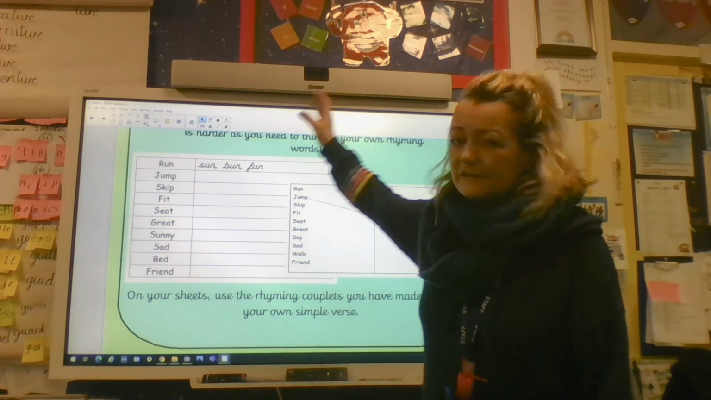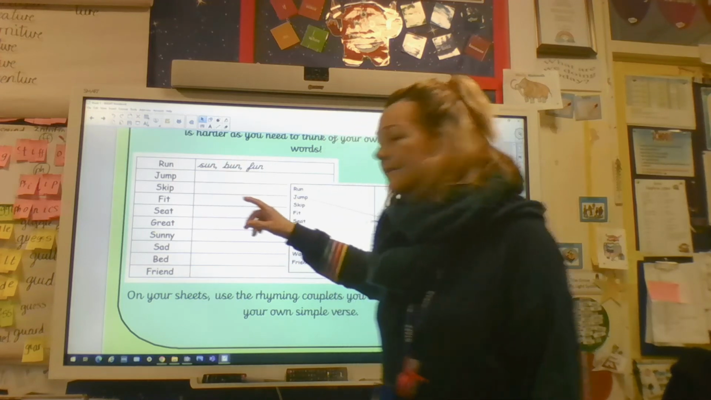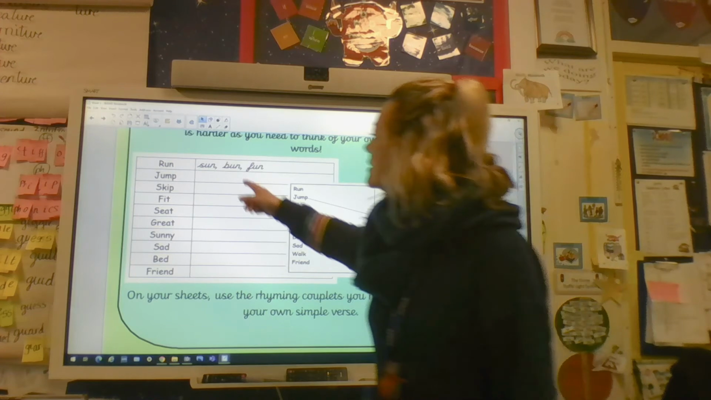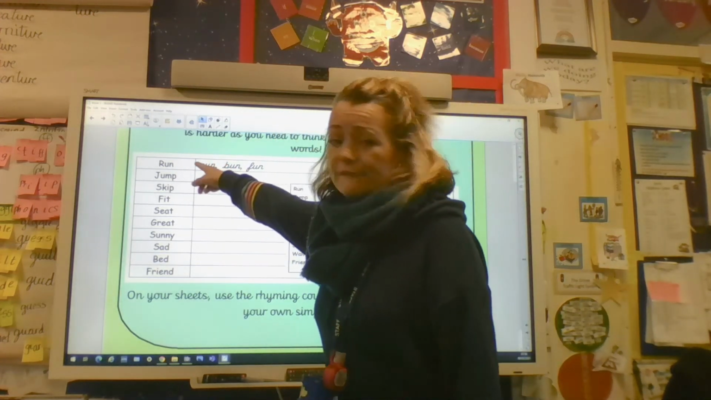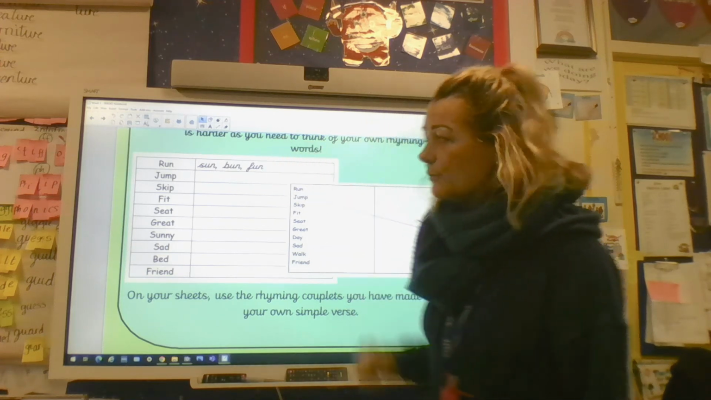definitely exercise. You can see that the words that I've put in here, lots of them are to do with exercise. Have a go at coming up with as many rhyming words as you can that go with these words here. The first one's been done for you. Run rhymes with sun, bun, fun. You might think of some more.